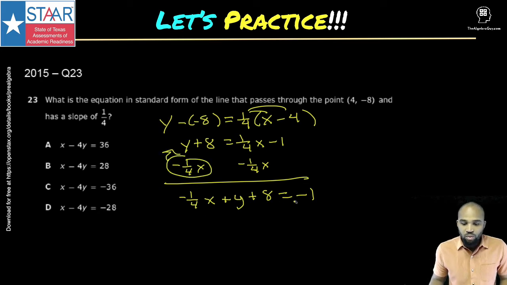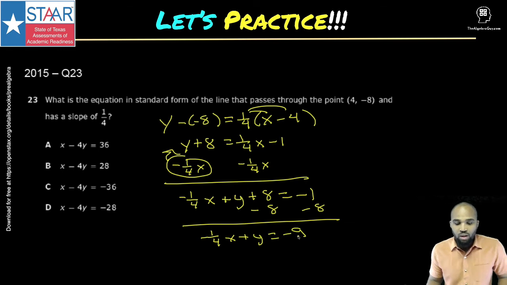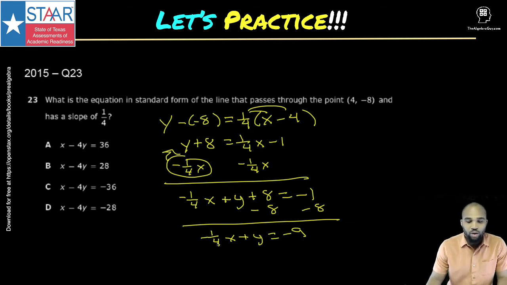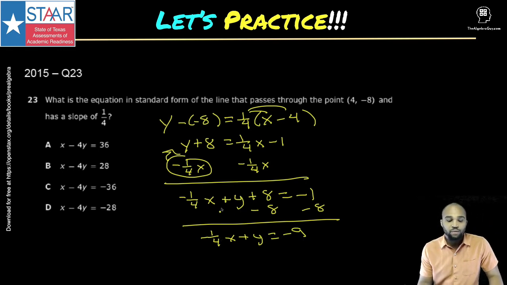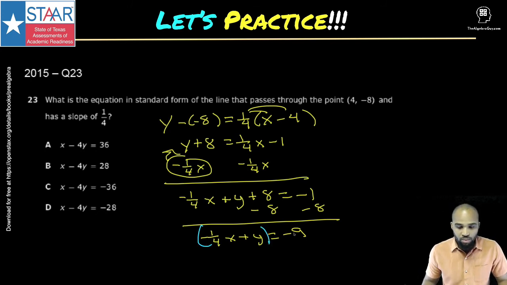All right, so now we got to get rid of this 8. So I'm going to subtract 8. And that leaves me 1/4 x plus y equals a -9. All right, so we got it in the right order, but we have a negative and a fraction. So again, we need to multiply both sides by something to get this a positive whole integer here.